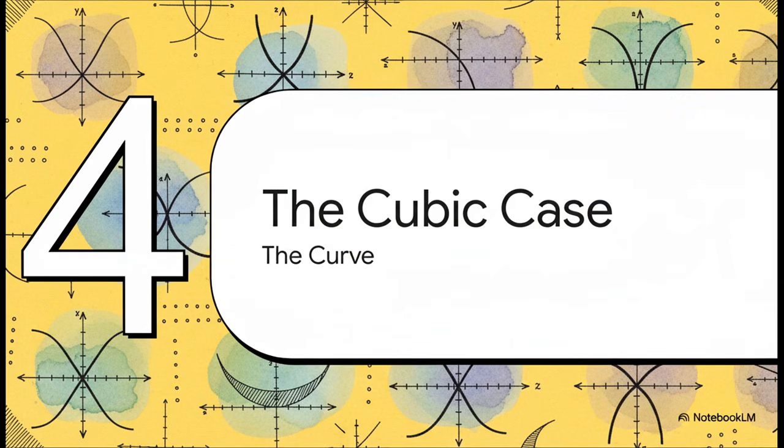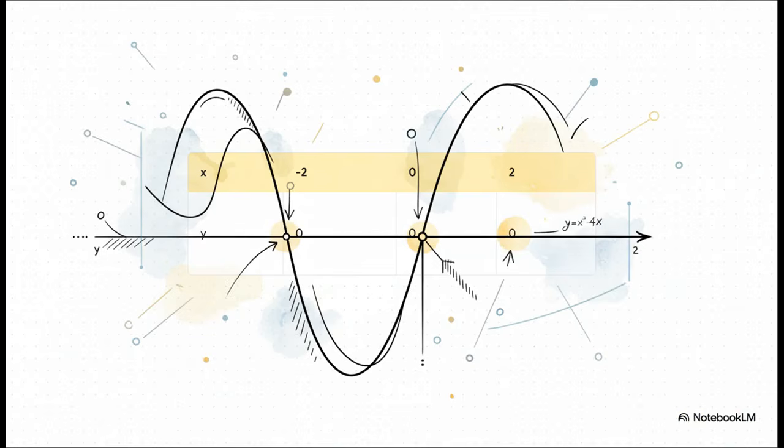Are you starting to see a pattern here? The degree of the polynomial, like 1 for linear, 2 for quadratic, seems to be connected to the maximum number of zeros. Let's test that theory with a degree 3 polynomial, also known as a cubic. Let's use the example y equals x cubed minus 4x.